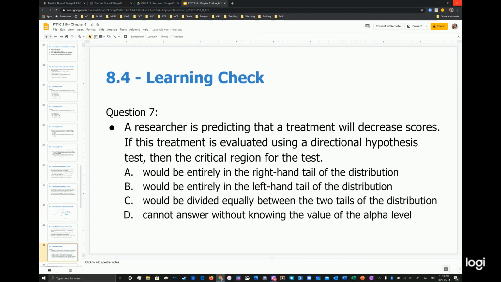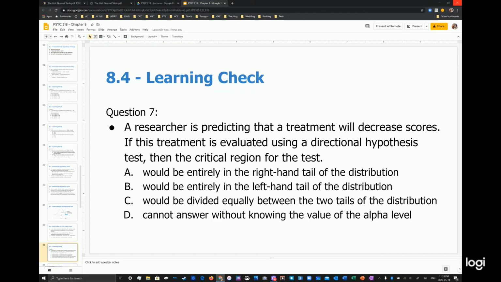So the last bit of learning check for this part, I think. Multiple choice, question 7. A researcher is predicting that a treatment will decrease scores. So here you're going to want to read the question carefully about what is happening and what the researcher wants to do. If the treatment is evaluated with a directional hypothesis test, and you're probably thinking one-tailed test, then you're right. Then the critical region of the test, fill in the best answer here.